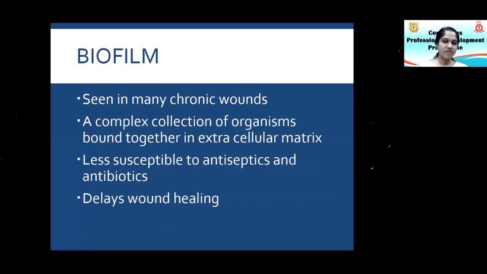A few words about biofilms when I'm talking about wound ulcers. Biofilms are seen in many chronic wounds. This is a complex collection of organisms bound together in an extracellular matrix. When there is a biofilm, the wounds are covered with this, and we need to do wound debridement because it is less susceptible to antiseptics and antibiotics. Also, the occurrence of biofilm can delay wound healing. Therefore, there is a place for mechanical debridement of wounds, which is why it is important.